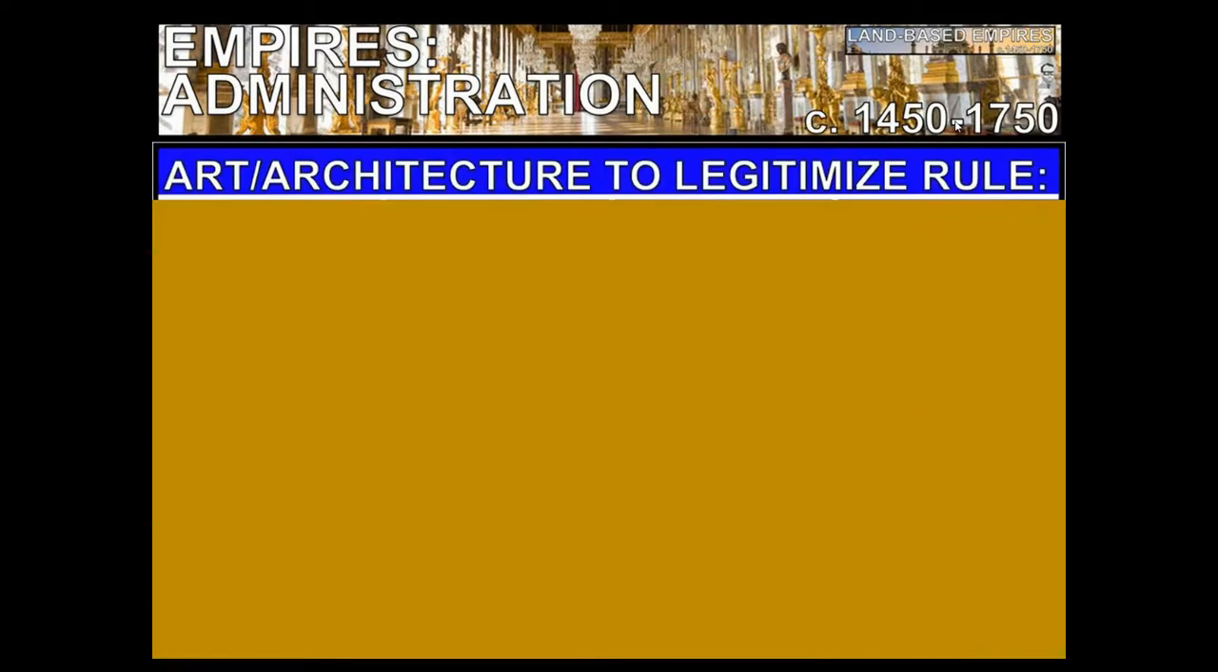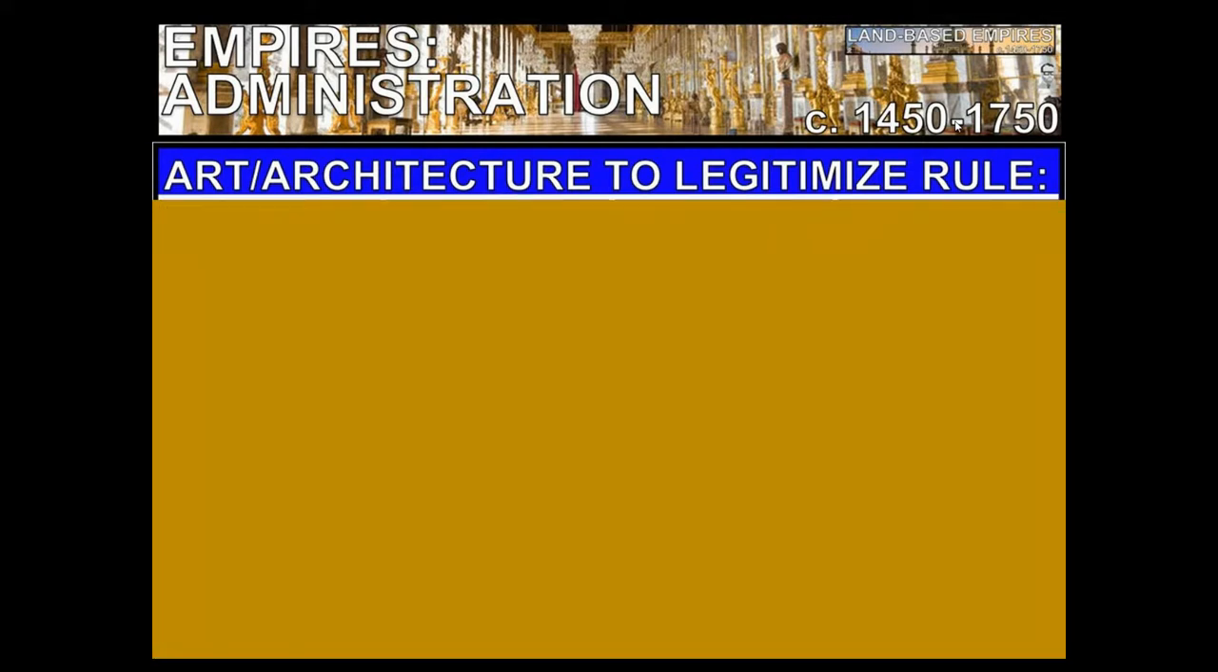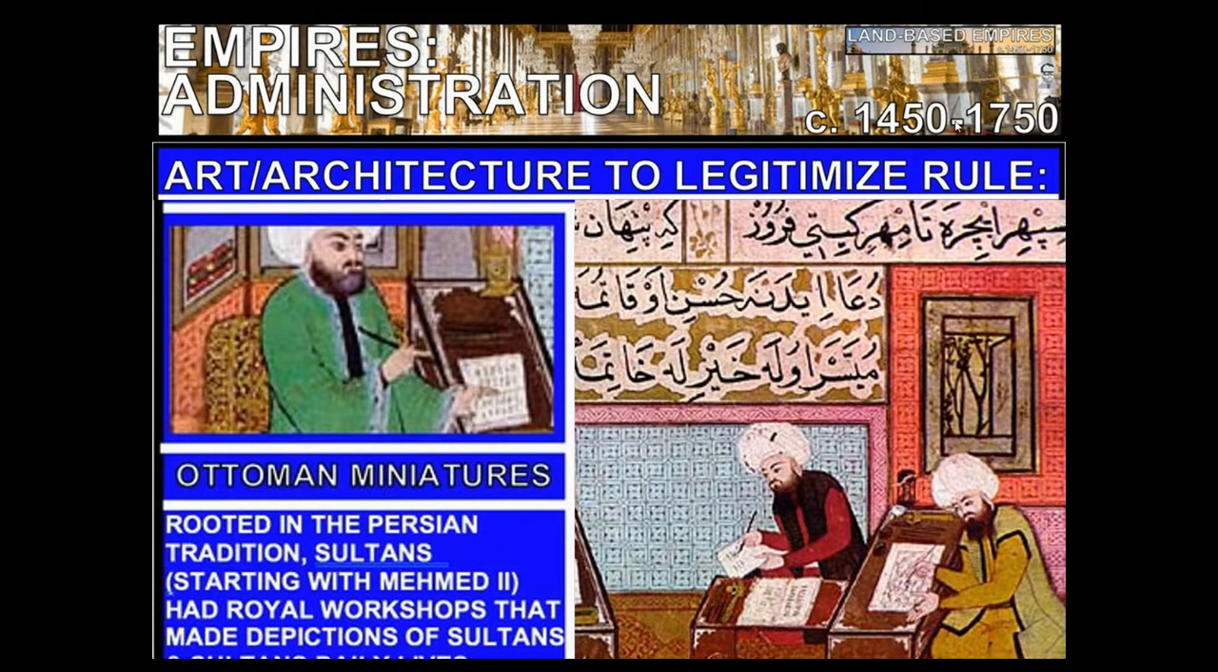And lastly, we've got the Ottomans. And the Ottomans are going to use art and architecture to legitimize their rule. So we've seen how they have this group of elites. Now we're going to see how these empires use art and architecture to legitimize their rule. So what the Ottomans would do is they would have these Persian or Ottoman miniatures, and it kind of started from Persia because the Persian sultans did it.